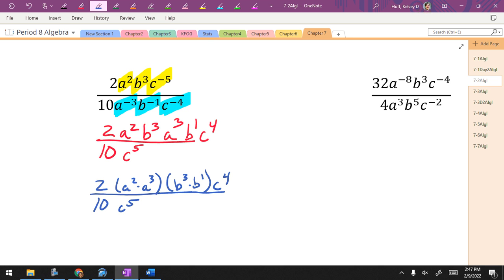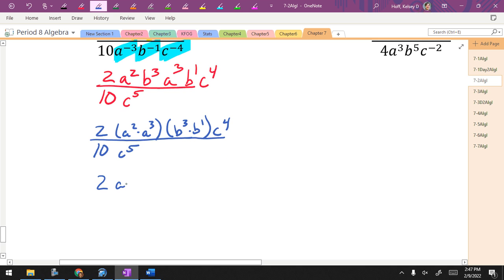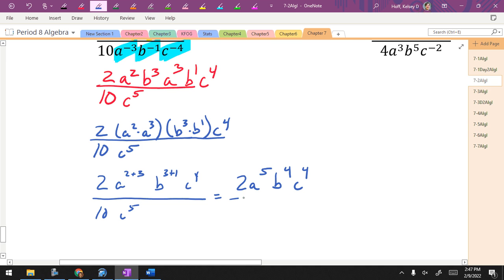When I multiply, what do I do to those exponents? I add them. So really, I'm going to take 2 plus 3, 3 plus 1. So I really would end up with 2a to the 5th, b to the 4th, c to the 4th divided by 10c to the 5th.